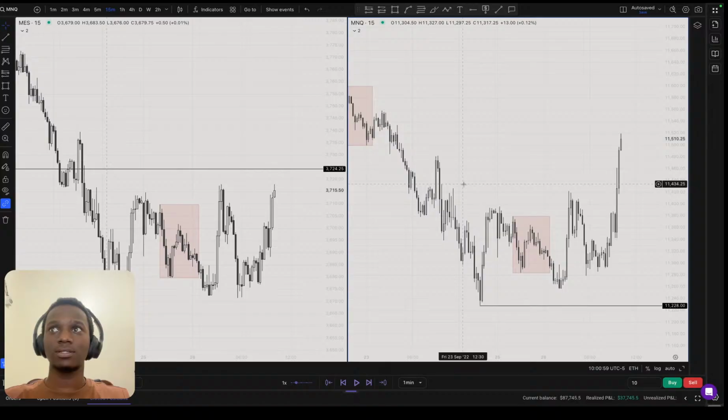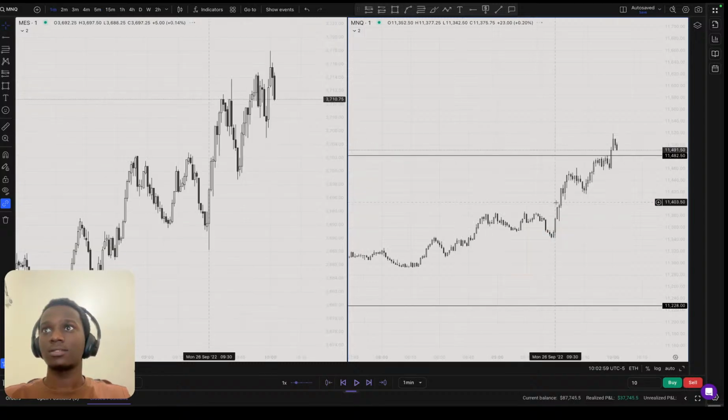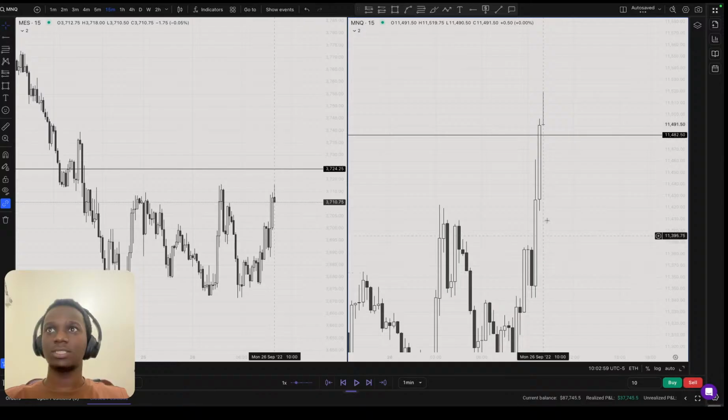Okay, now this high has been run right at 10. So let's see, is it gonna reverse to probably a 15-minute gap? This here, 15 candle low.